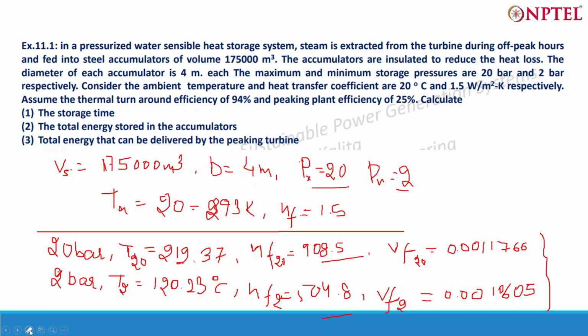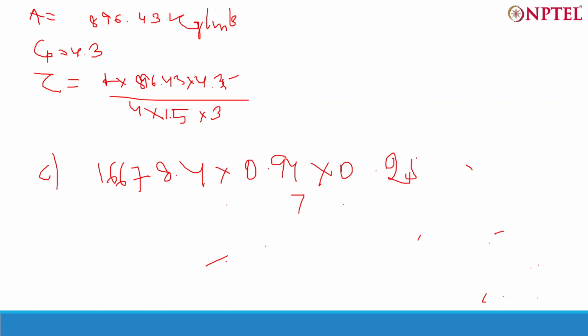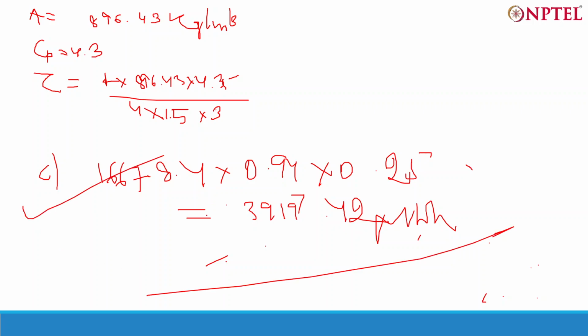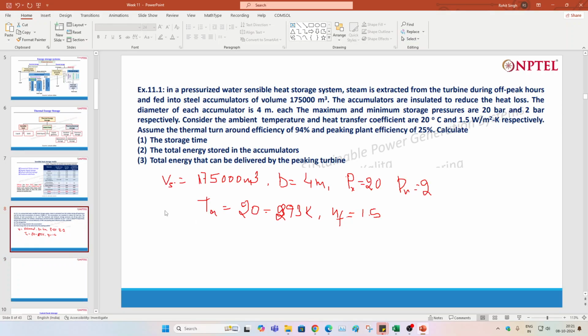So let me solve this also. So question C, 166,78.4 is the energy stored, then multiplied with turnaround efficiency and peaking power plant efficiency. So total 3919.42 megawatt hour. Okay, this is the correct answer. Got it? So this is solved.